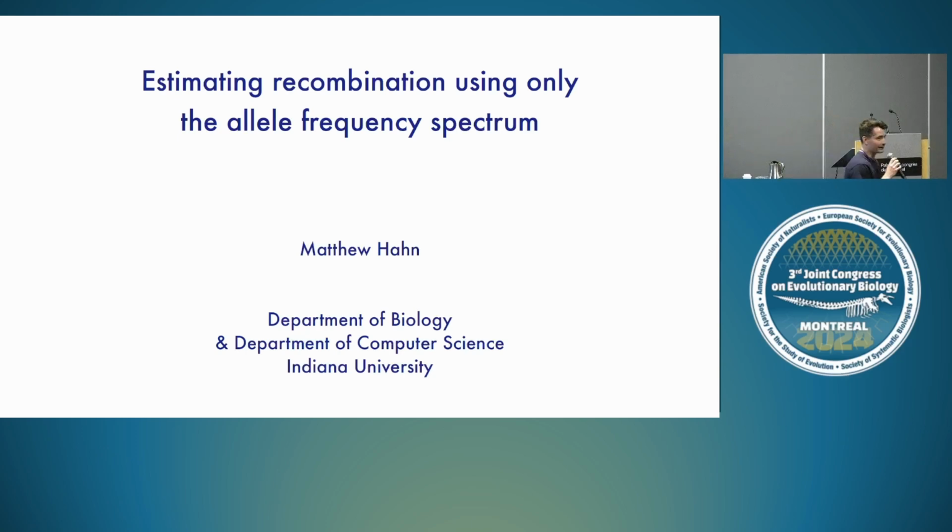We have a really great lineup of talks on understanding the causes and consequences of recombination rate variation today. I co-organized this symposium with my colleague Susan Johnston from the University of Edinburgh. First up, we have Matthew Hahn, who will be talking about estimating recombination using only the allele frequency spectrum.